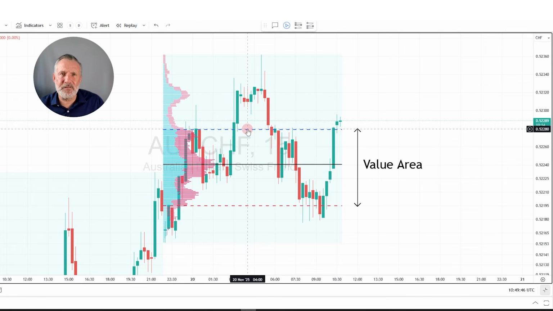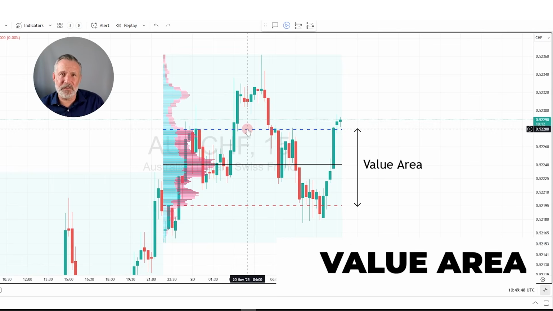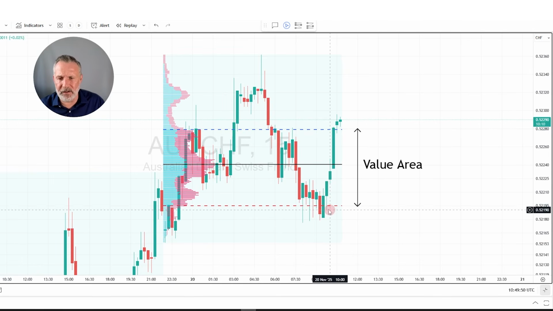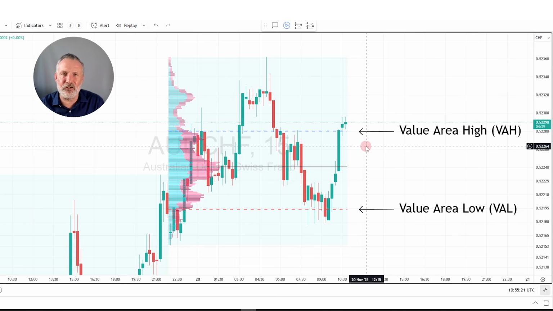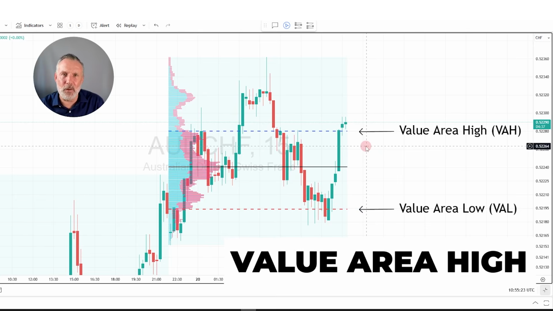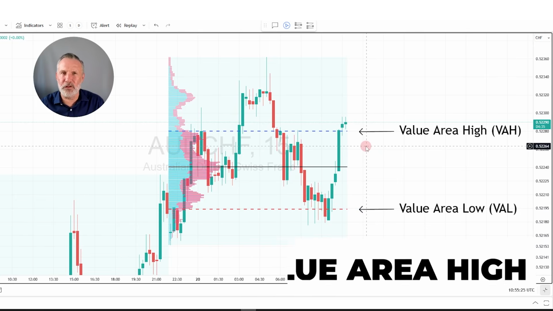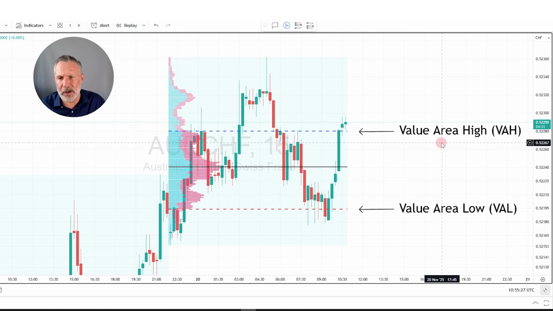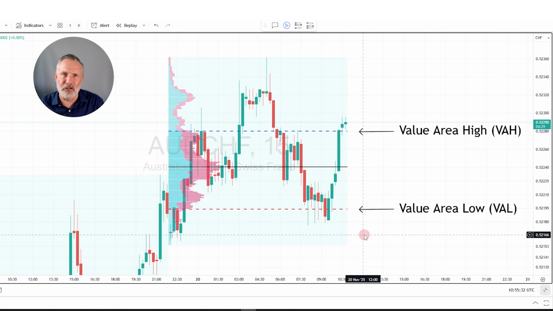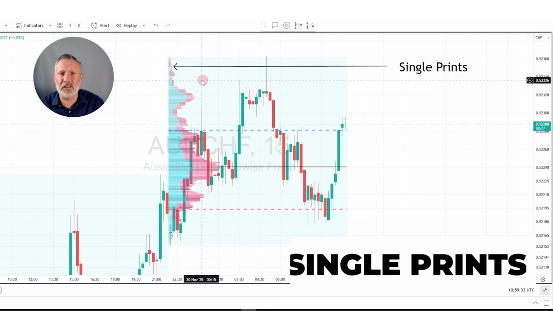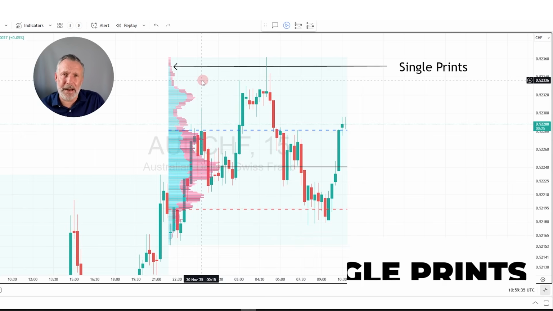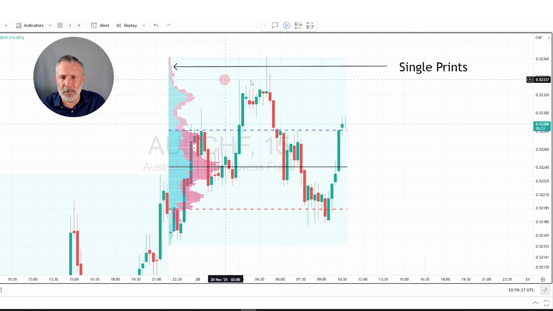First, we have the value area. This is where 70% of the trading activity has taken place. Second, we have the VAH, and that stands for value area high, and it shows the top of the 70% range. Third, we have the VAL, and this shows the base of the 70% range. Fourth, we have the single prints. Price has spent limited time and produced limited volume at these levels.